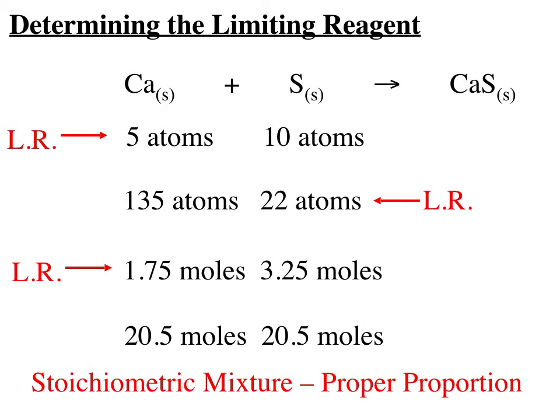Now, of course, when those 20.5 moles of these 2 reactants are consumed, because of the stoichiometry with the products, 20.5 moles of calcium sulfide would have been formed when those reactants are consumed.